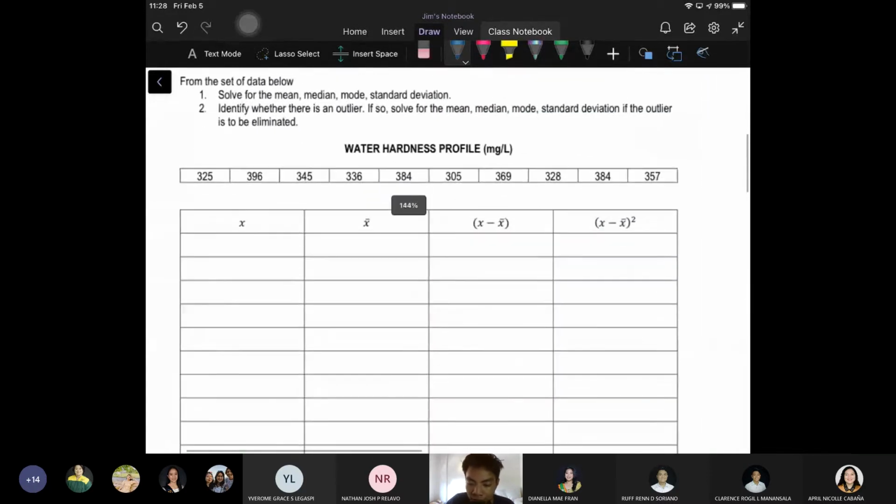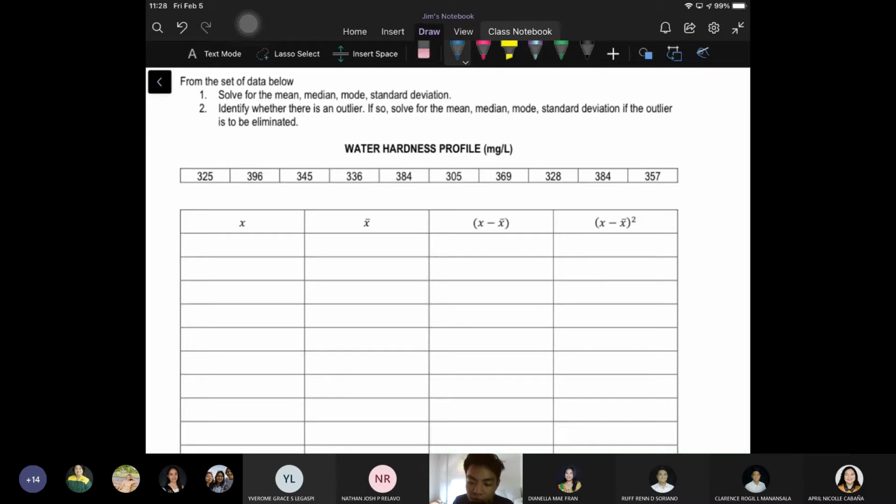So basahin natin yung kanyang instruction. From the set of data below, number 1. Solve for the mean, median, mode, standard deviation. Number 2. Identify whether there is an outlier. If so, solve for the mean, median, mode, standard dev if the outlier is to be eliminated. Okay? So, ganito gagawin natin. Solve for the mean, median, mode, STDev, standard deviation. If may outlier daw, check mo. Kung meron, tanggalin mo siya. Then, you solve for the new mean, median, mode, and standard deviation kung wala yung outlier. Okay? So, let's solve for this item here.